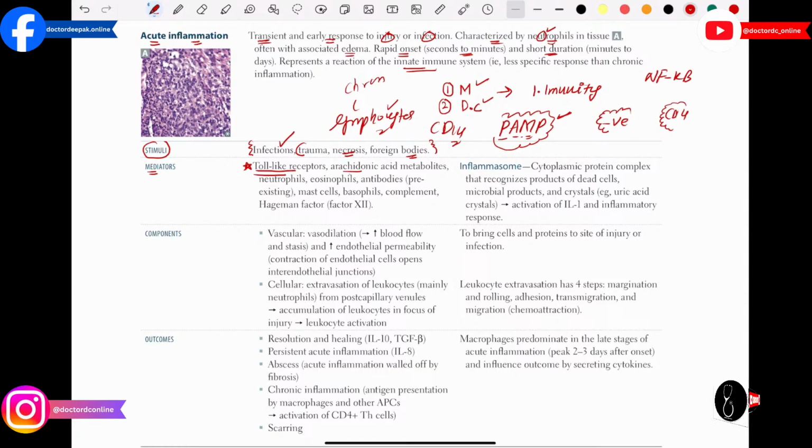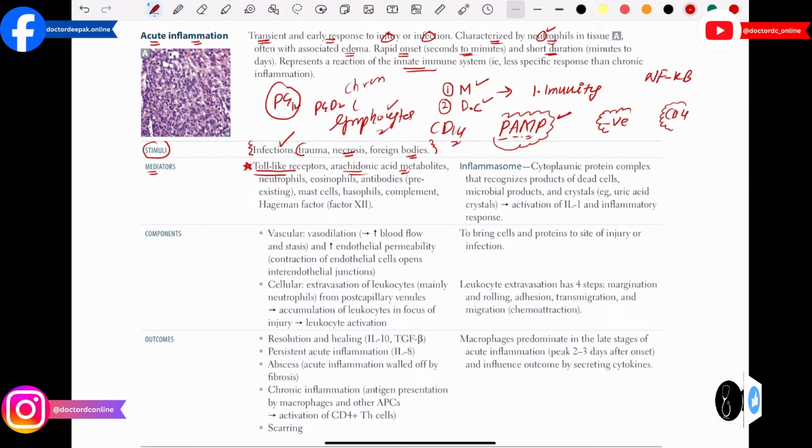Then after that we have the arachidonic acid metabolites. Again we have to understand where this arachidonic acid comes from. First of all, we know that arachidonic acid is released from the phospholipid cell membrane with the help of phospholipase A2, and then it is acted upon by cyclooxygenase or lipoxygenase. Cyclooxygenase helps in the production of prostaglandins. What are examples of prostaglandins produced with the help of cyclooxygenase? We have PGI2, prostaglandin D2, and prostaglandin E2.